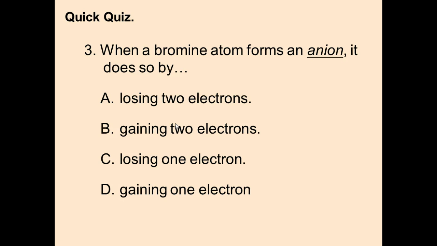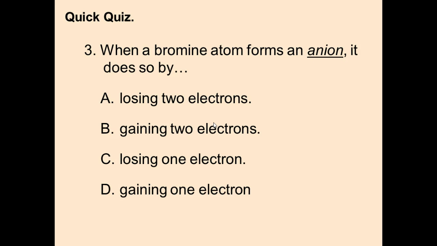And question 3, when a bromine atom forms an anion, it does so by A, losing 2 electrons, B, gaining 2 electrons, C, losing 1 electron, or D, gaining 1 electron. So first of all, an anion is a negative particle. So to be negative, you have to gain electrons. So you can eliminate A and C because losing electrons will make it positive, which would be a cation. So eliminate C and A, and then B, gain 2 electrons, or D, gain 1 electron.